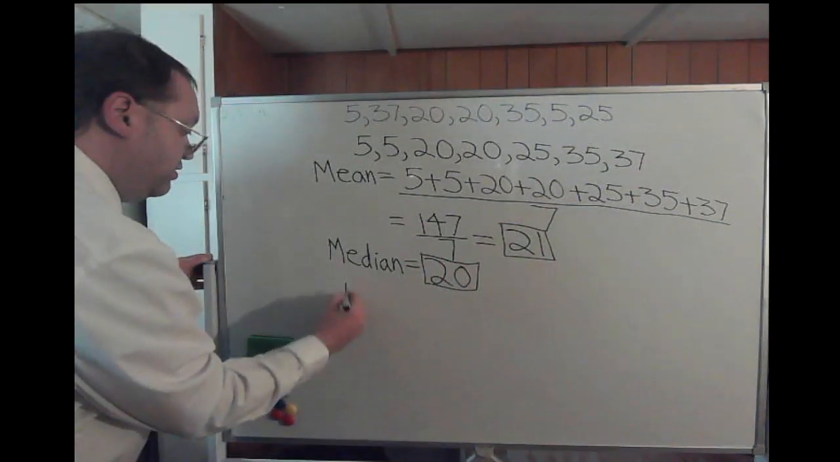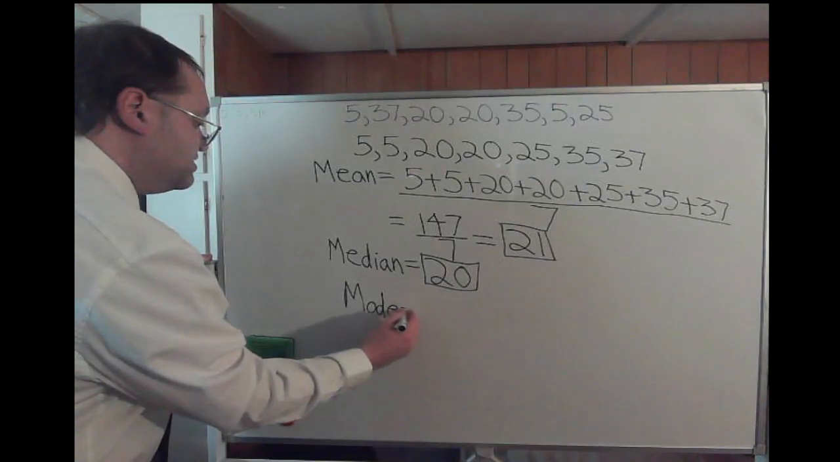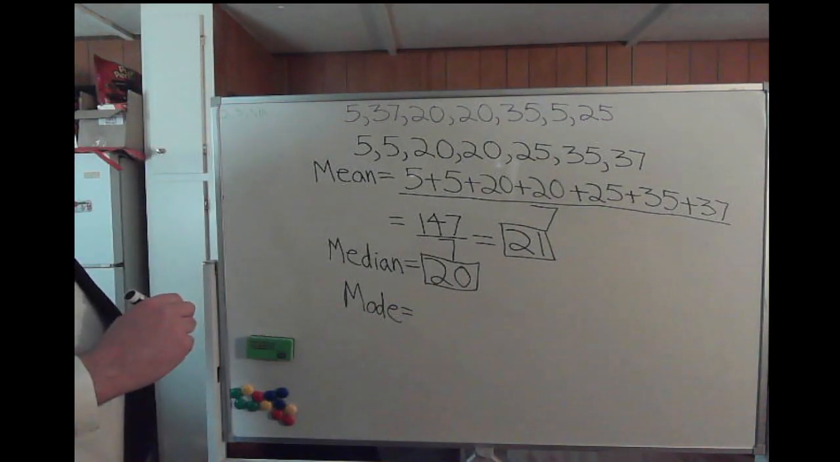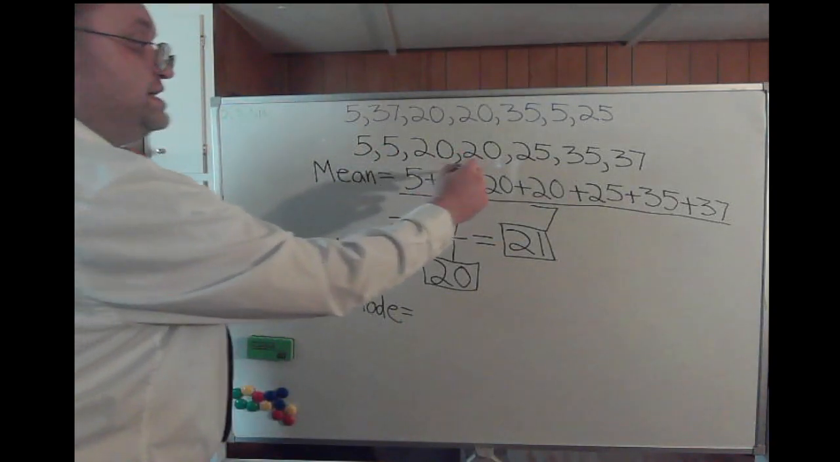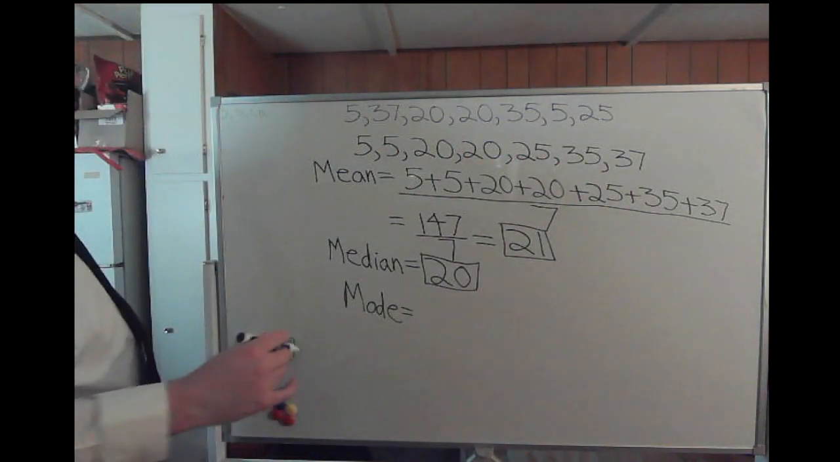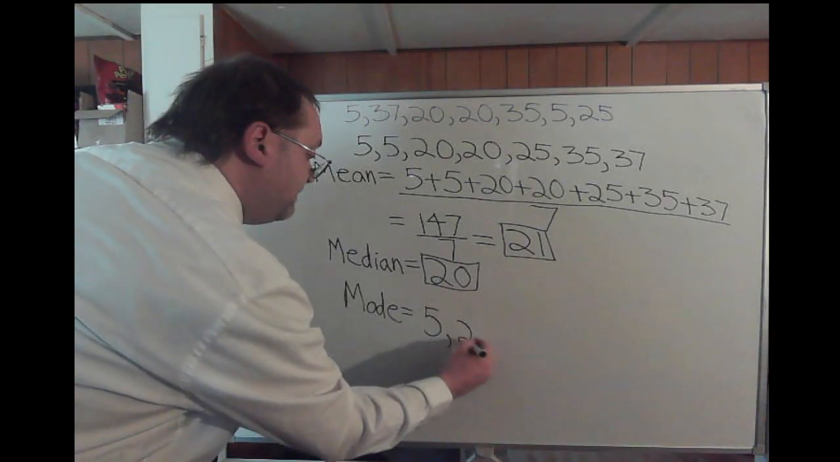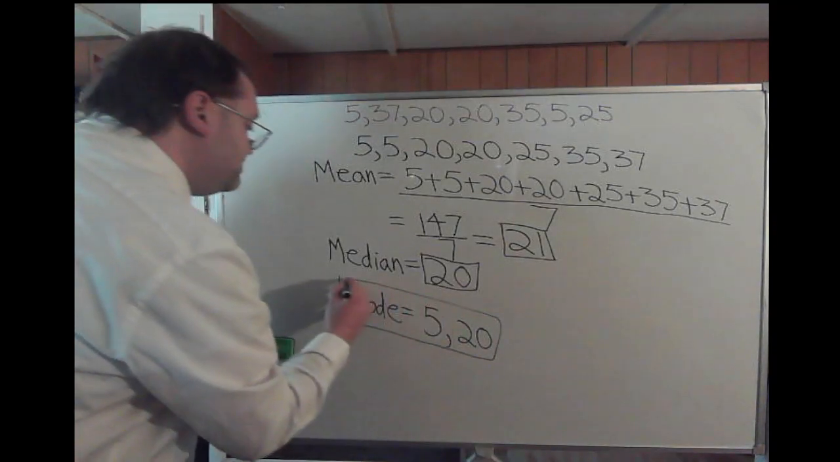Now find the mode. The mode, again, is the most frequently occurring number. You can have more than one mode. That is possible. Well, we see 5 occurs twice, 20 occurs twice. The other three numbers only occur once. So your mode is going to be 5 and then 20. You have two modes for this one. There is 5 and 20.